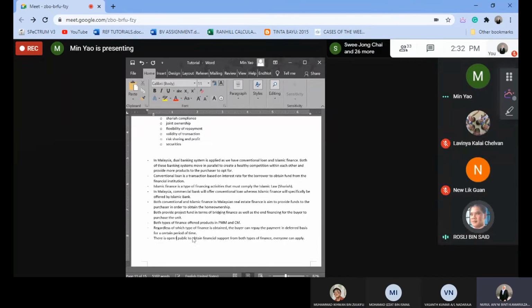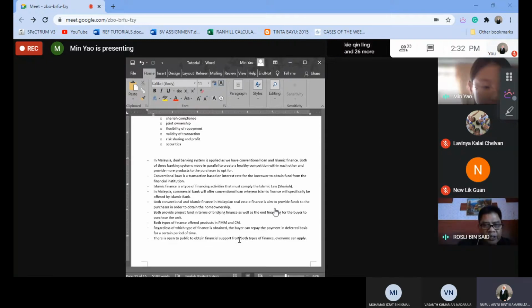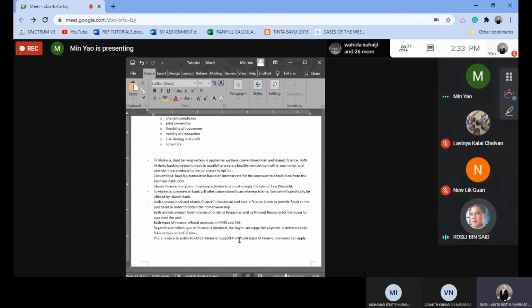If you use knowledge system, but it seems like some things are not that accurate to use in this case. Okay, sure. Nothing wrong, but it's not good to use, because when you use another system, something that is very heavy. Like for example, you cannot go overseas because of the restriction due to COVID-19. So you can use that particular word, amortization. Okay, sure. And then both type of finance offer products in PMM and CM.